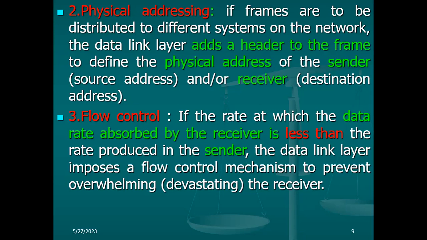If the sender sends the data and the receiver is delayed in receiving it, then flow control will not be there. There will be a delay, and the frames may be lost, the data may be lost. So the data link layer is responsible for flow control, keeping the speed of the sender as well as the receiver in a synchronized way.